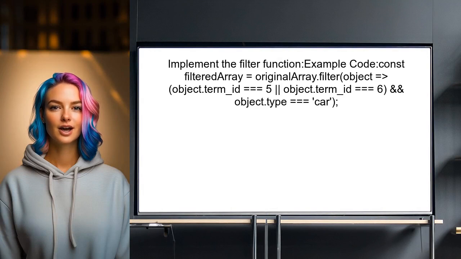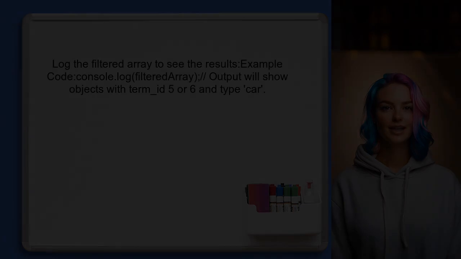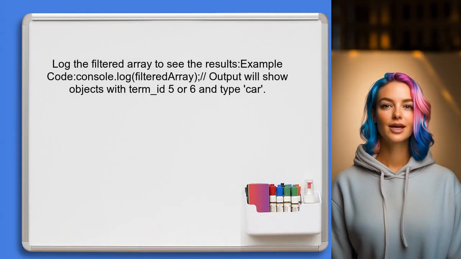They will pass a function to the filter method that checks if each object meets the defined criteria. This will return a new array containing only the objects that match. Finally, the user can log the filtered array to see the results. This will show all objects that match the specified term IDs and type.